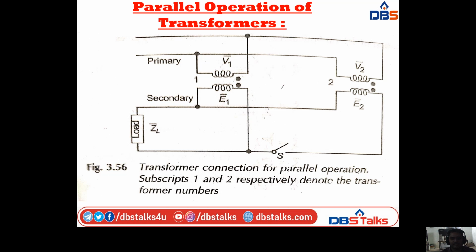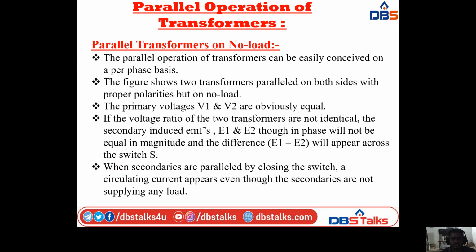This is the transformer connection for parallel operation. Here the figure shows two transformers in parallel on both sides with proper polarities but on no load. So here we are considering the no load condition. The primary voltages, that is V1 and V2, are obviously equal.